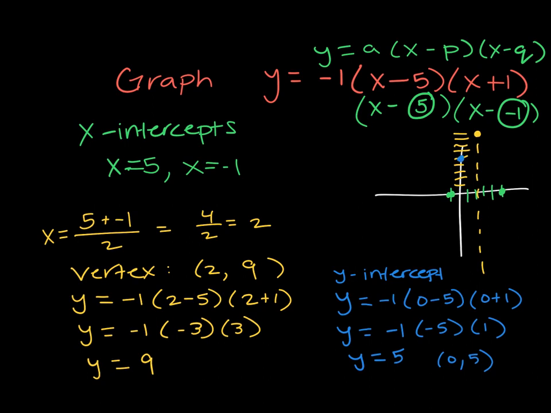And I can use some symmetry and notice that it's 2 over from the axis. So I can go 2 over and mark its matching point, which is right there. And so now I've drawn my parabola.